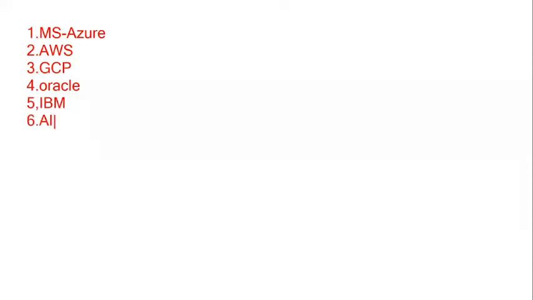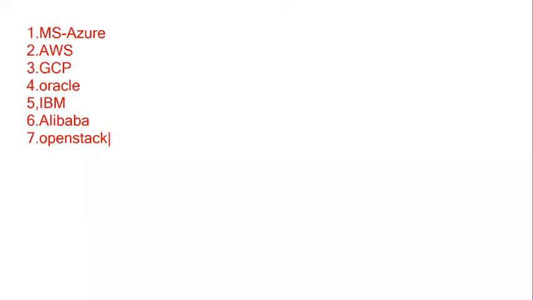One is Microsoft Azure. Second one, AWS. Third one, GCP, Google Cloud. Fourth one, Oracle Cloud. Next, fifth one, IBM Cloud, I can say IBM Bluemix. Okay, next, sixth one, Alibaba. Also we have OpenStack. We have n number of cloud vendors to provide cloud computing technology.